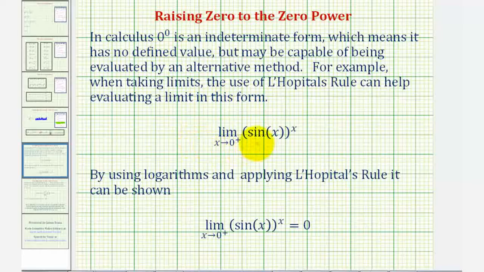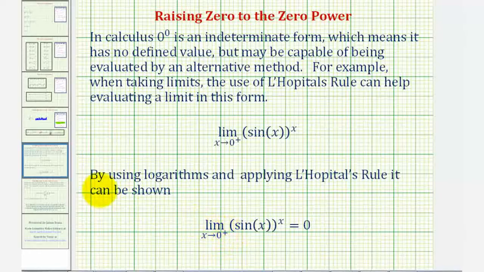Looking at the limit here, notice that if x is equal to 0, this function would be in the form of 0 to the power of 0. But through the use of logarithms and L'Hopital's rule, we can show this limit is equal to 0. However, I do want to point out that just because the limit of a function is equal to 0, that does not mean the function value would be the same at that given value of x. In fact, the function value still could be undefined.